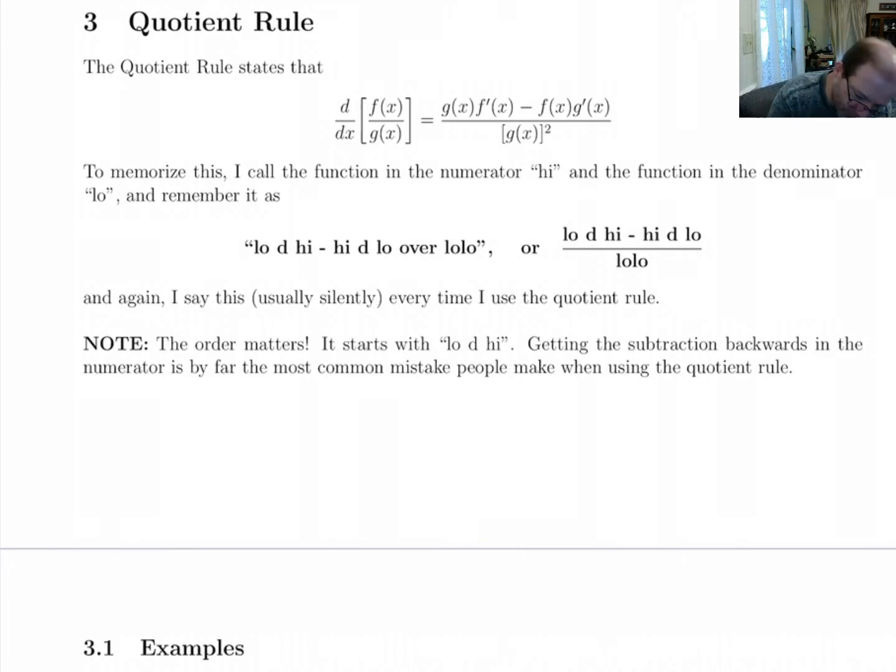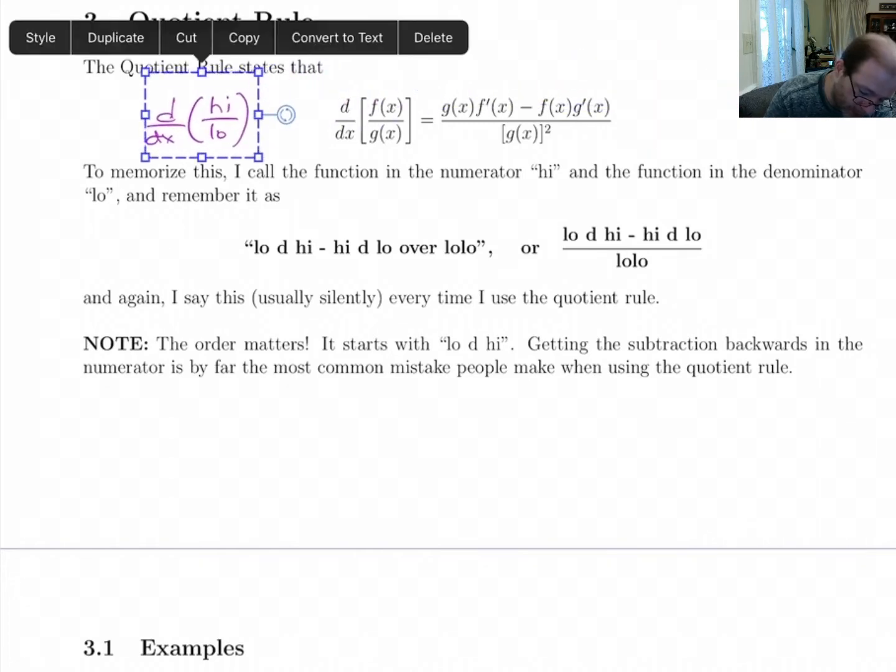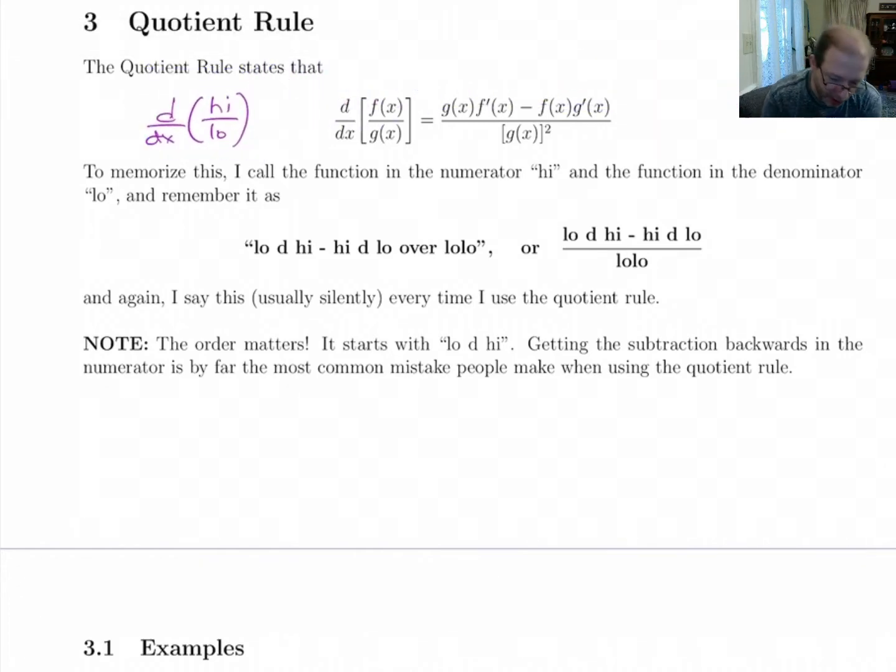The way I remember this, though, is instead of thinking in terms of g and f, I think of it as taking the derivative of high over low. I use this as my device for memorizing this. The derivative is going to be low d high minus high d low over low low. Now, what that means is low is the bottom, d high is the derivative of the top, and d low is the derivative of the bottom, or derivative of low. And that's what I think every time that I use the quotient rule.